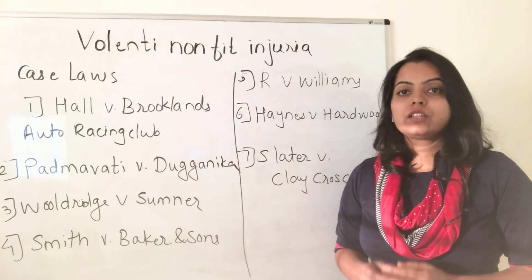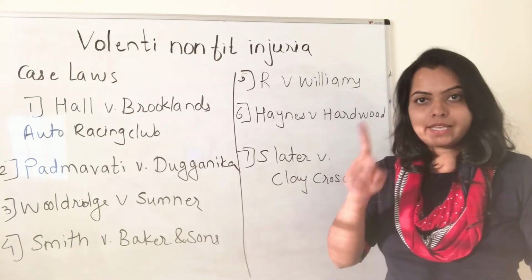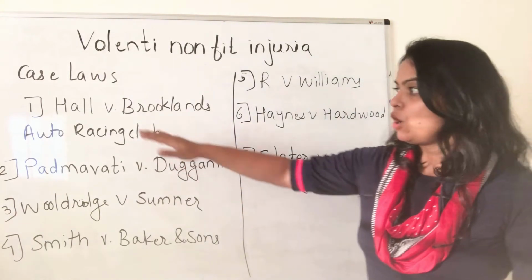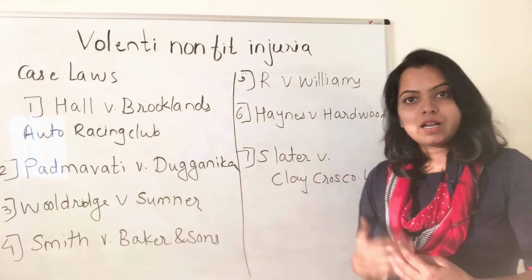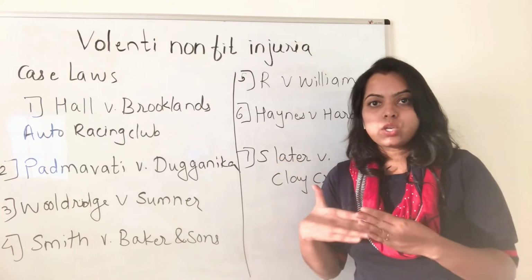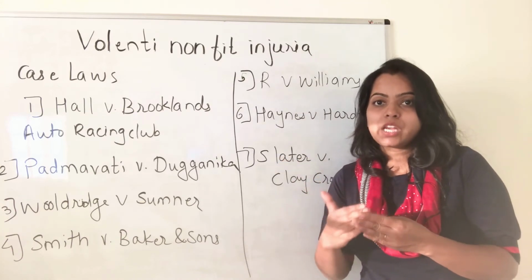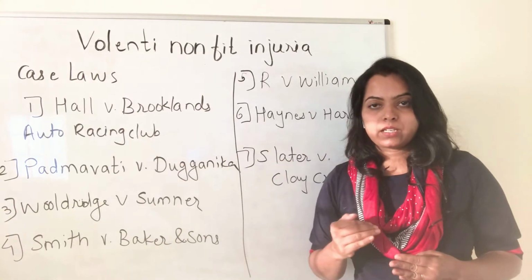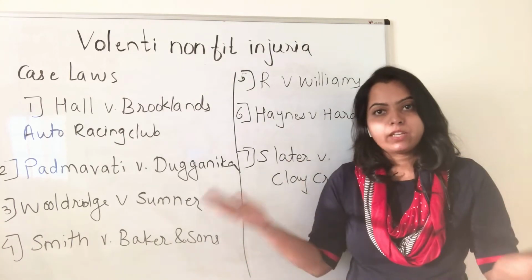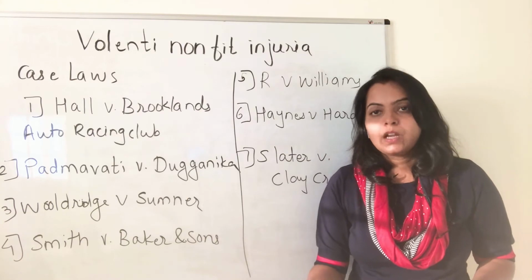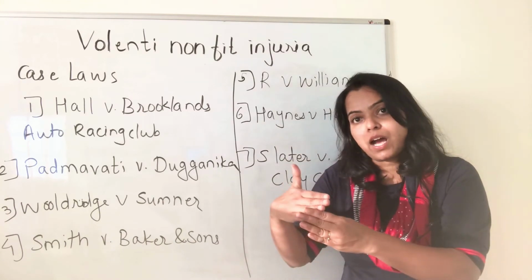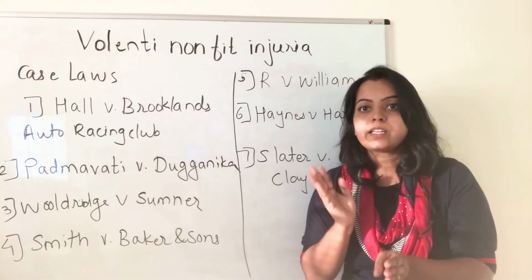Now let us understand this maxim with the help of various case laws. Case law number 1, Hall versus Brooklands Auto Racing Club. A car race was going on, and accidentally one car hits the other car. People were sitting and watching the car race. During the race, two cars collided against each other, and due to the collision, one of the cars changed its path, went into the spectators and injured the plaintiff.